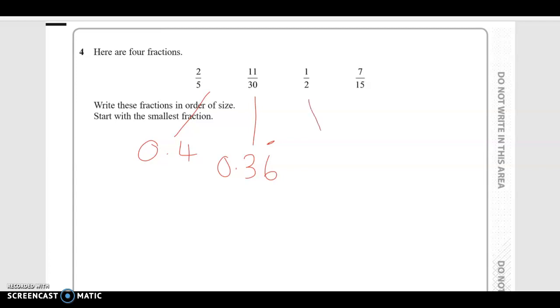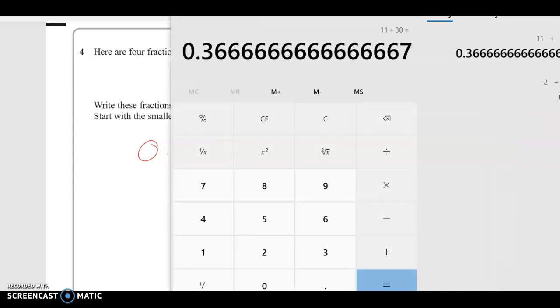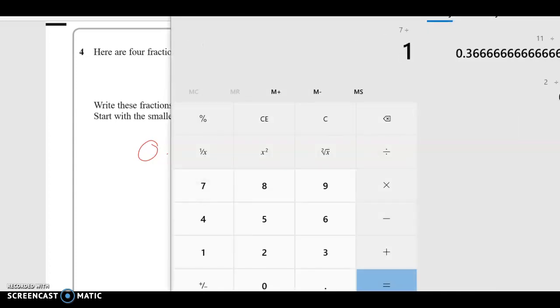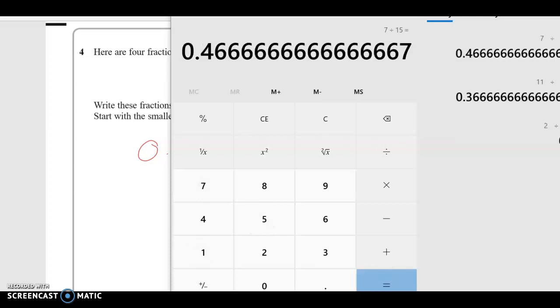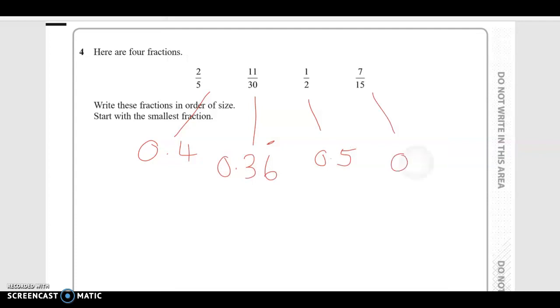Now, maybe you already know that a half is 0.5, but you could still do it on the calculator of 1 divided by 2. And 7/15, so we do 7 divided by 15. This gives us 0.46 recurring. So I'm going to write that down. So it's clear here, looking at just the first decimal place, the order of the size.